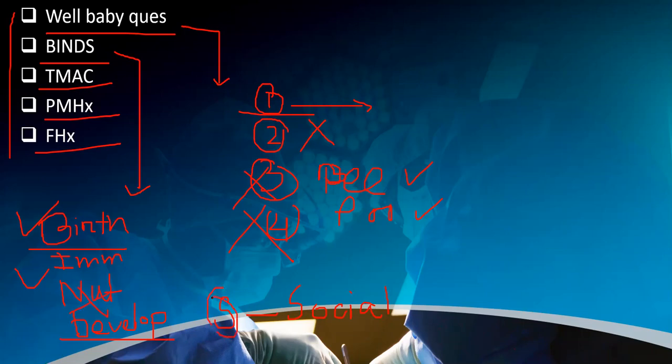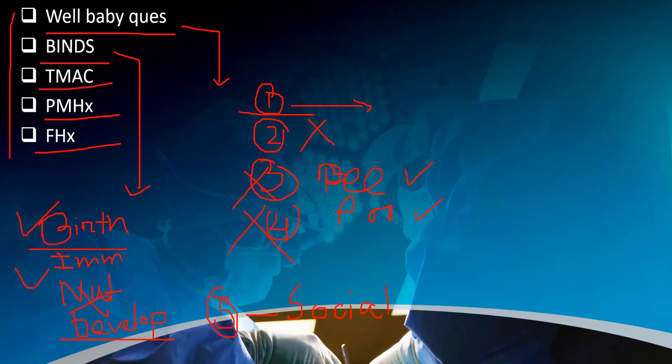And lastly, social history. Social history is not very important for this sort of child, who is 6 weeks, 8 weeks, 10 weeks. Social history is more important in the case of older children, but here we don't need to ask it. Now you can keep sibling history, but again it is not very important for this cluster. So we'll just keep the relevant BINDS.